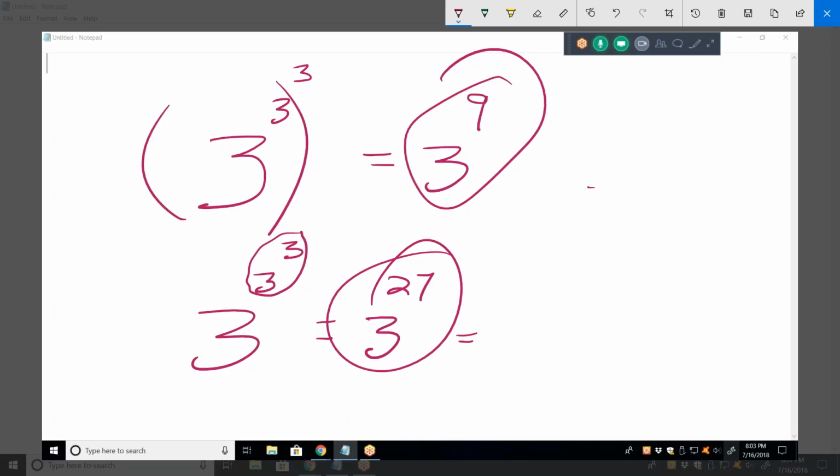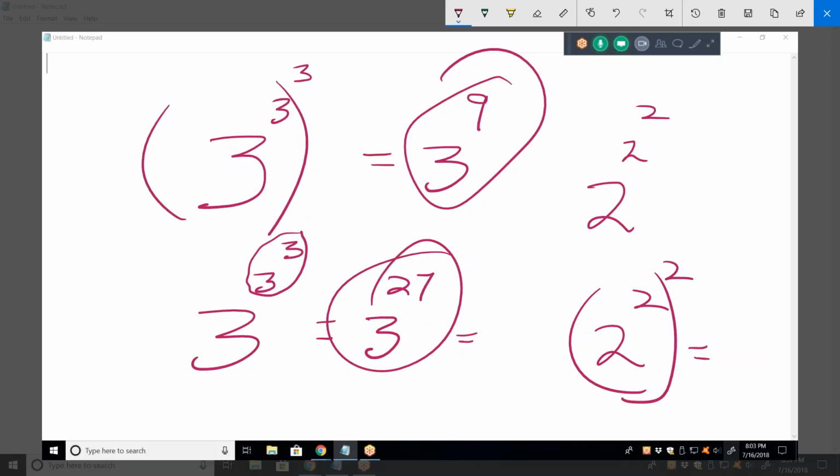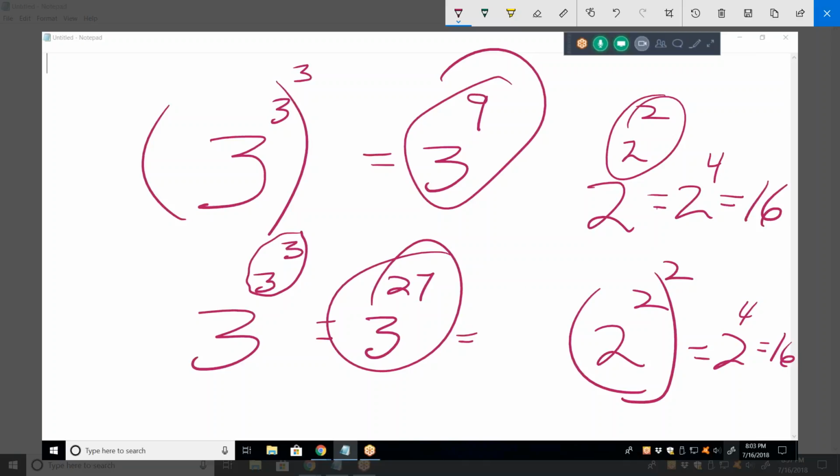And notice this doesn't work so well with 2. If I do this and compare it to this, well, this is 2 to the 4th. That's 16. Big deal. This is, if I do top down, that's 2 squared. That's still 2 to the 4th. Still 16. So they don't use the number 2, they use the number 3.